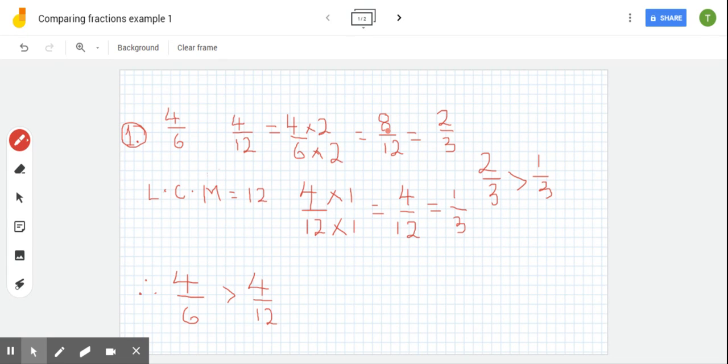What will go in both? 4 is a common factor of both. So 4 in 8 is 2, 4 in 12 is 3.